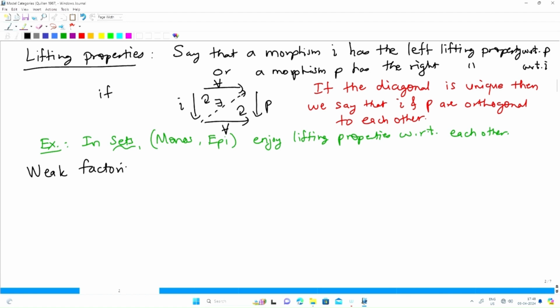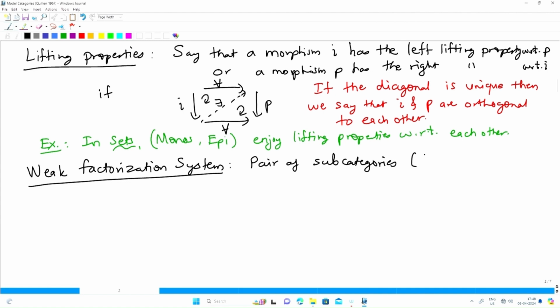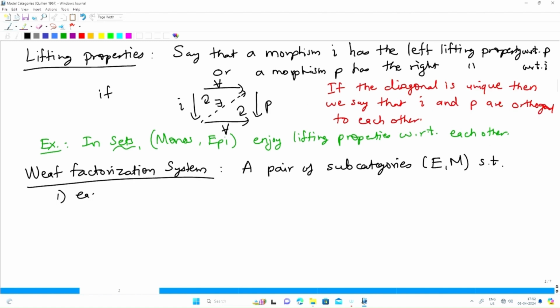Weak factorization system. This means it is a pair of subcategories E and M. Like epi and mono, you can continue thinking about them as this, such that the first property is that each E in E has the left lifting property, LLP, with respect to each M in M.